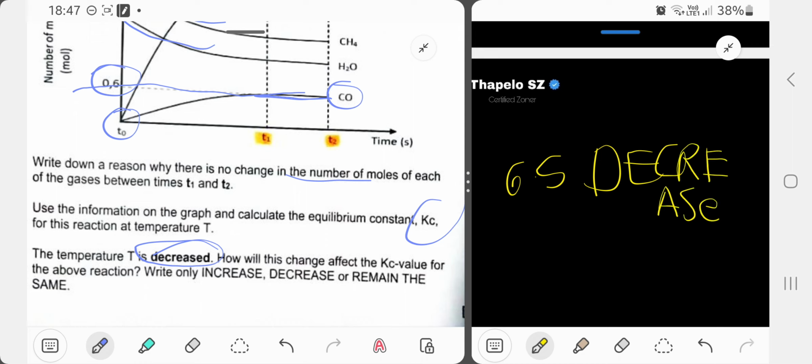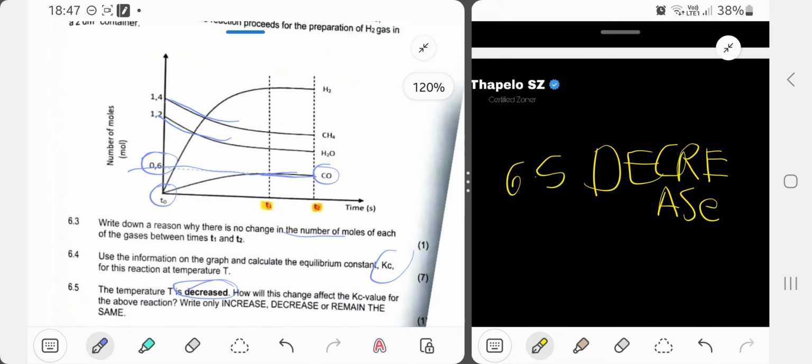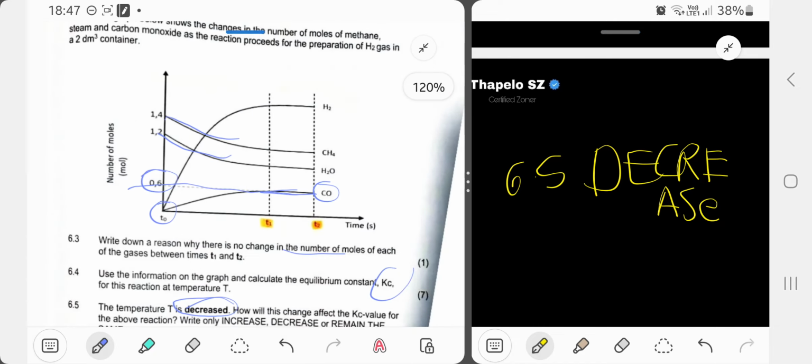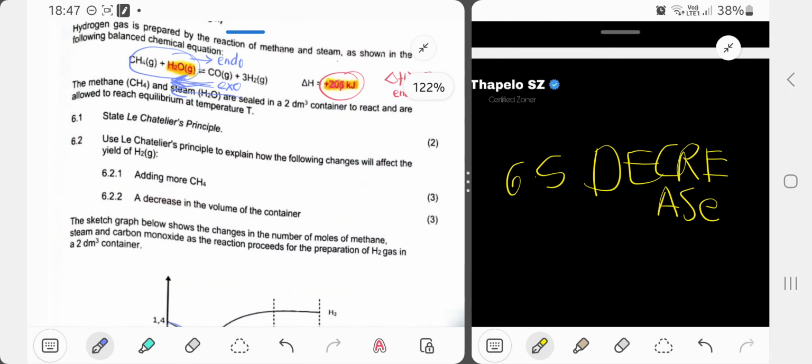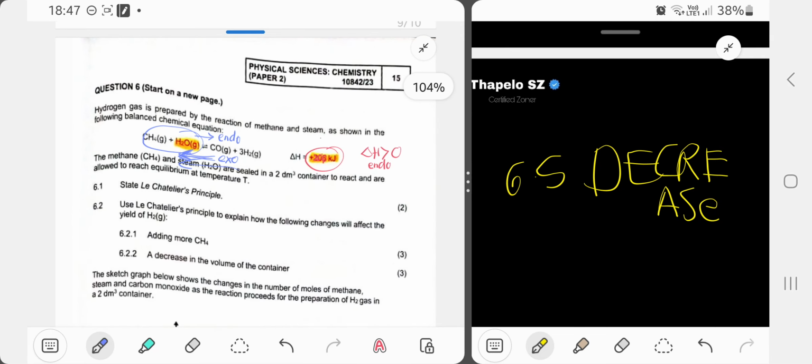And then yeah, so we are done with the chemical equilibrium of this question paper. This was 17 marks in the Gauteng Prelim of 2023, Paper 2 Chemistry in Gauteng.